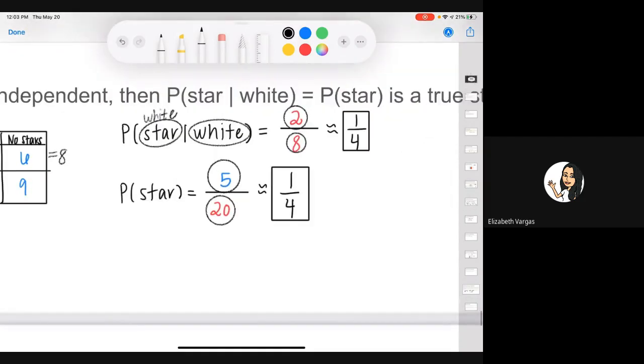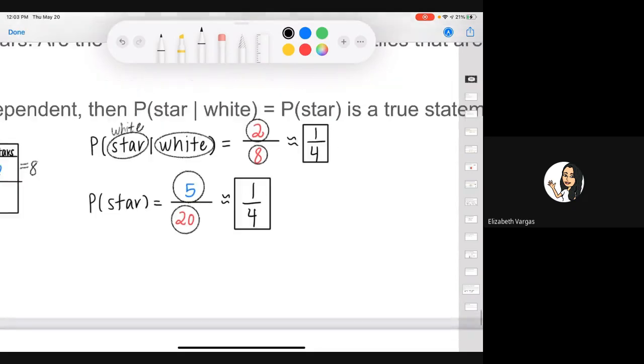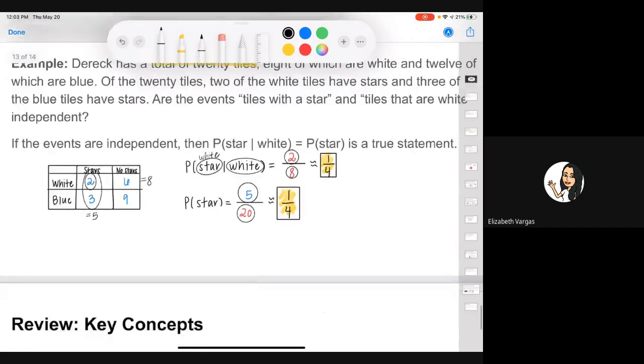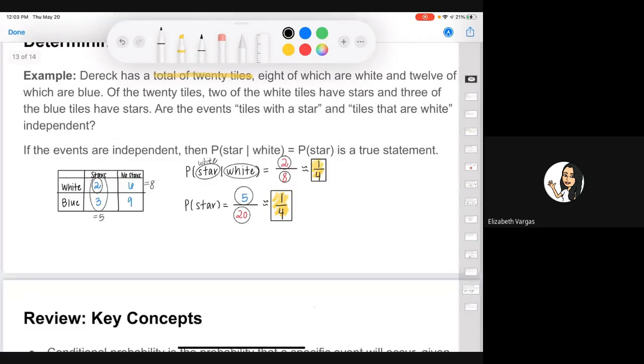And now that I have those probabilities, I want to simplify them. Because these two probabilities are equal to each other, I can tell that those events are going to be independent of each other. According to what I know about independent events, the probability of my conditional has to be equal to the probability of that event, in this instance, event A occurring, or event stars occurring.